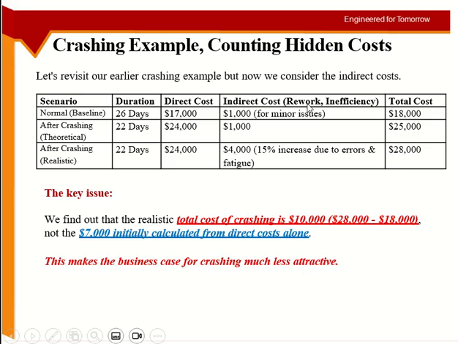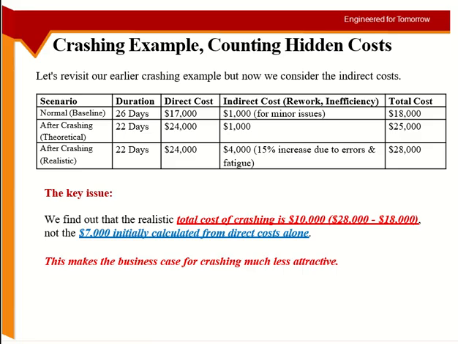So the cost of rework and inefficiency with the crash duration should not be 1,000, because now you have more chances of wastage and error and rework. So from 1,000 it should increase to 4,000. The direct cost is still 24,000 after crashing, plus 4,000 of extra cost for rework and inefficiencies. So instead of 25,000, I should expect a total cost of 28,000.